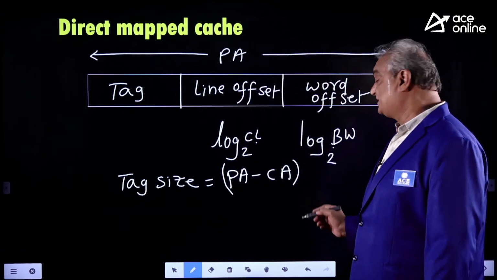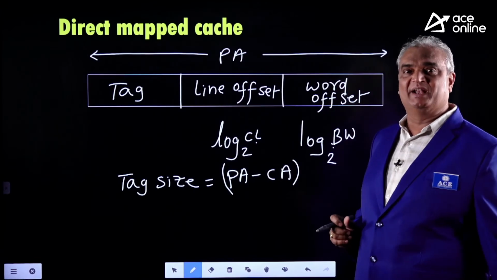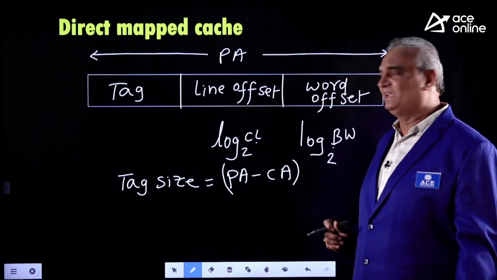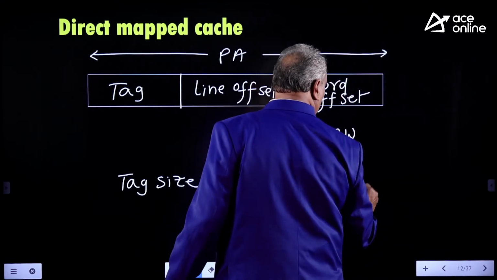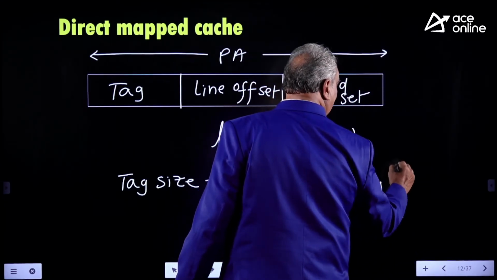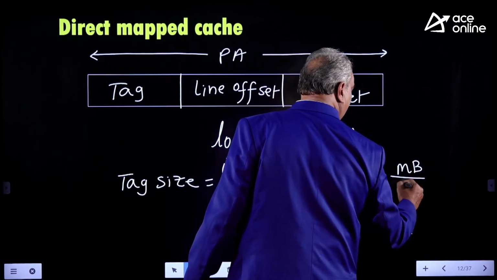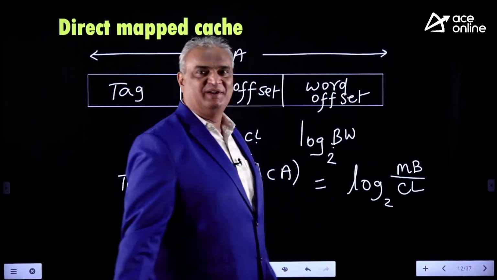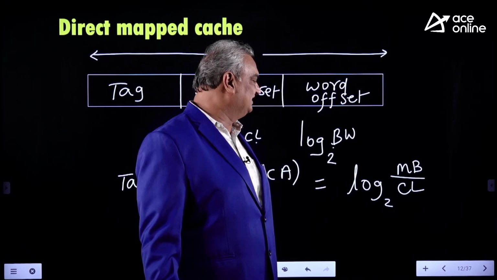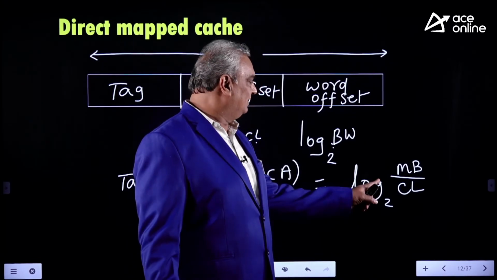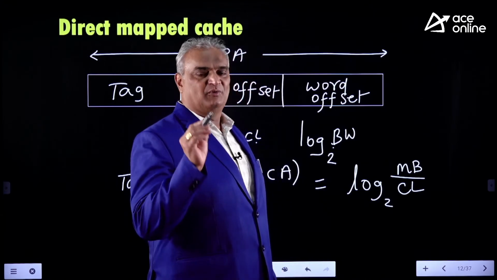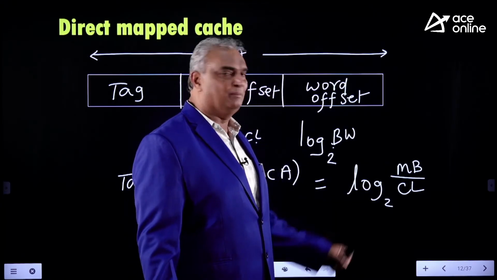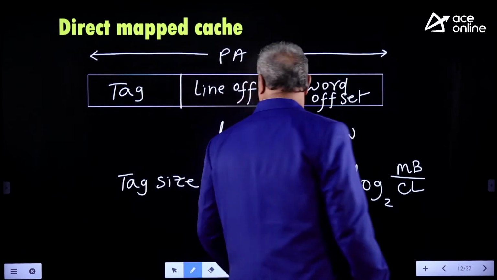Okay. Sometimes the number of blocks in main memory and the number of blocks in cache memory will be given. These are applicable for direct mapped cache. Tag size is also equal to log MB by CL. What is MB? Number of blocks in main memory. What is CL? Number of lines in cache memory. One line is also known as one block. Okay? Next.